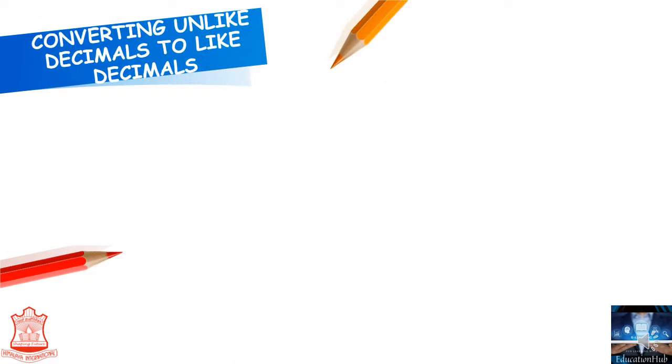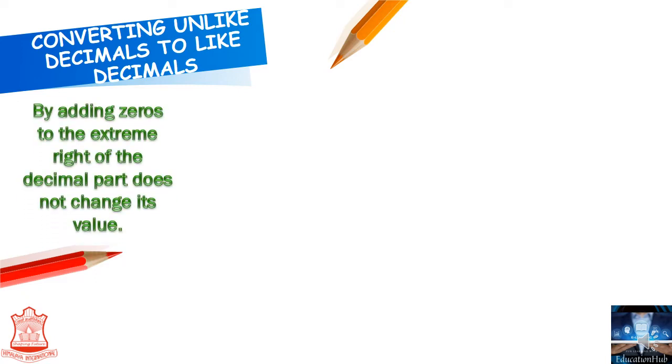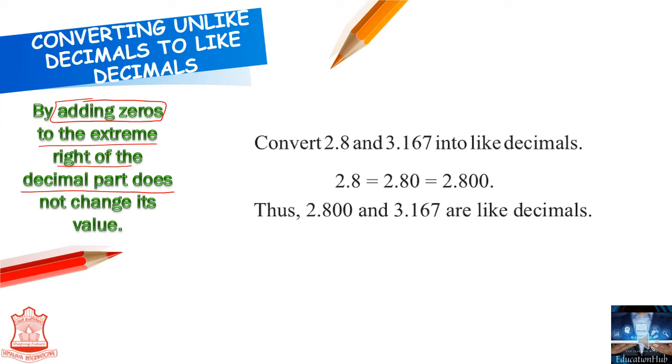Let's see the concept of converting unlike decimals to like decimals. How will we convert? By adding 0. First we are going to add 0, but where? To the extreme right of the decimal part, which does not change its value. What does this mean? For example, we have 2.8 and 3.167. We have to convert these two into like decimals.